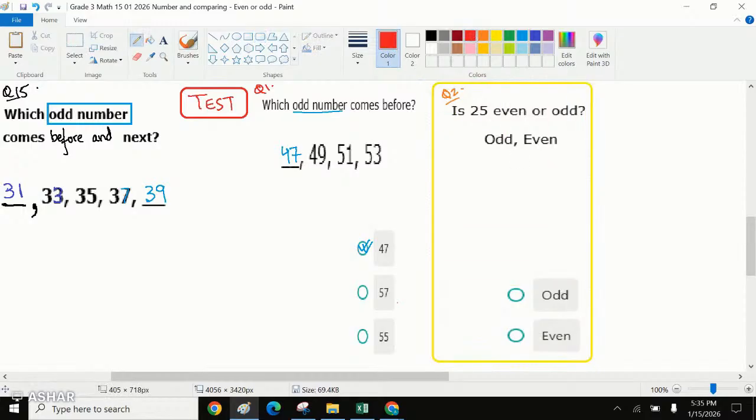We can see that 25 at the units position ends with a 5, right? At the ones, and this was tens, right? We always look at the ones position. So it will become an odd number.